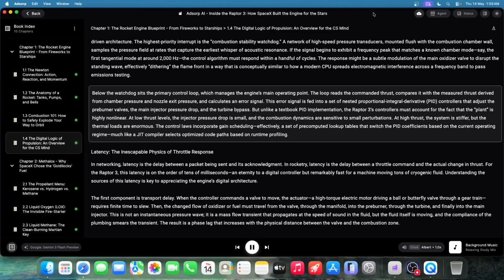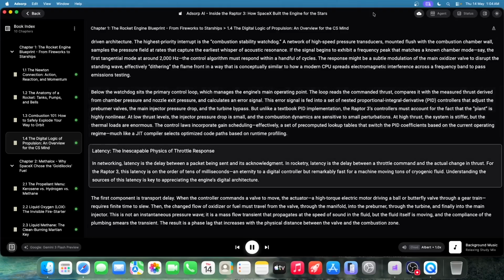But unlike a textbook PID implementation, the Raptor 3 controllers must account for the fact that the plant is highly nonlinear. At low thrust levels, the injector pressure drop is small, and the combustion dynamics are sensitive to small perturbations. At high thrust, the system is stiffer, but the thermal loads are enormous. The control laws incorporate gain scheduling, effectively a set of pre-computed lookup tables that switch the PID coefficients based on the current operating regime. Much like a just-in-time compiler, which selects optimized code paths based on runtime profiling.